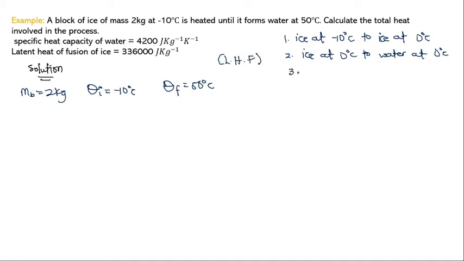Now the third one is, we need to convert water at 0 degrees Celsius to water at 50 degrees Celsius, which is now the final temperature of the water that we have. So the energies involved in these 3 steps, the sum of all of them, will give us the total energy that is involved in this process. So let's take them one by one.